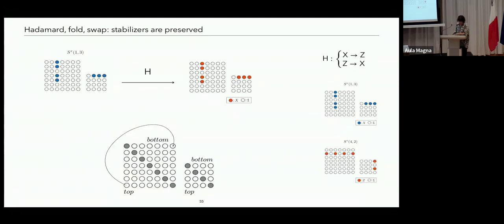Without going into details, I hope that this is clear. So here are the real stabilizers of a hypergraph product code. The blue ones, X, are vertical on the left, and the Z ones are the other way around. If you apply Hadamard, what happens is that you have something that is almost okay, but the color is off. To fix this and preserve the stabilizer, we just fold across this diagonal and then swap the qubits that are identified in that way. So this one and this one, just across the diagonal.